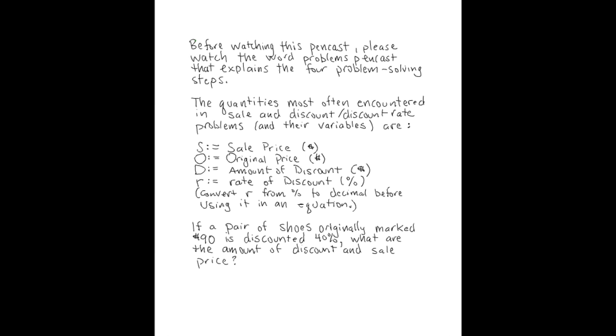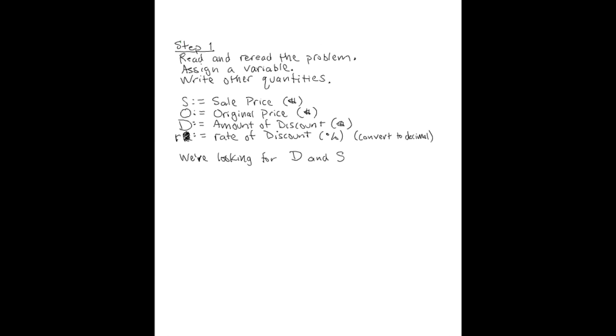Alright, so let's apply this idea with the 4 problem-solving steps to an actual word problem. If a pair of shoes originally marked $90 is discounted 40%, what are the amount of discount and sale price? Alright, let's move through these 4 problem-solving steps.